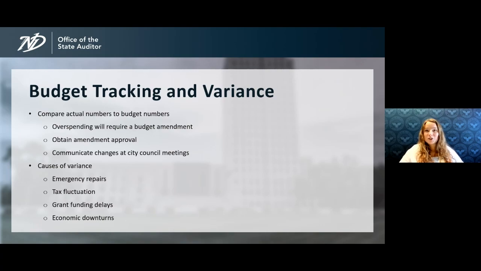Variance can happen all the time. You could have emergency repairs. Who doesn't have emergency repairs? They happen all the time. Especially now with tax fluctuation, it's going to change a lot with that 3% tax cap. And then grant funding delays.